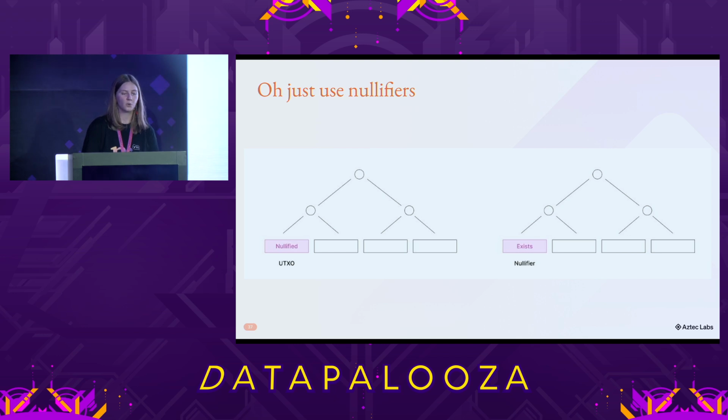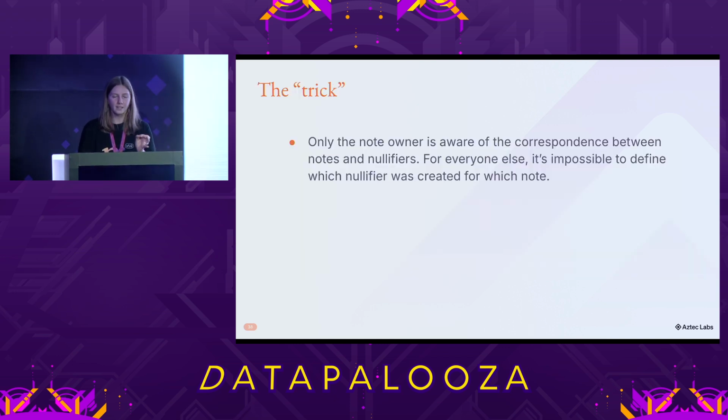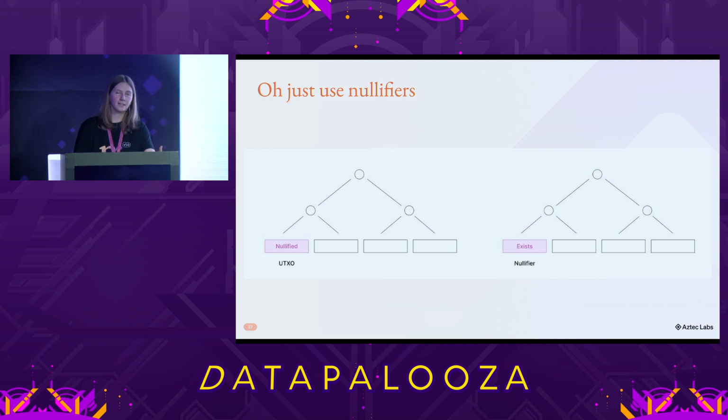So we have our UTXO tree. In the UTXO tree, we have some entry. We want this entry to be destroyed. What do we do? We create a nullifier in a separate nullifier tree that corresponds to this entry. If there is a nullifier for the entry, it was destroyed. If the entry does not have a nullifier, it is still valid, it still exists. That's it. The trick is that only the node owner is aware of the correspondence between nodes and nullifiers. So if it is a node of Alice, it's only Alice who knows that the nullifier exists for this node. The rest of the world has no idea.